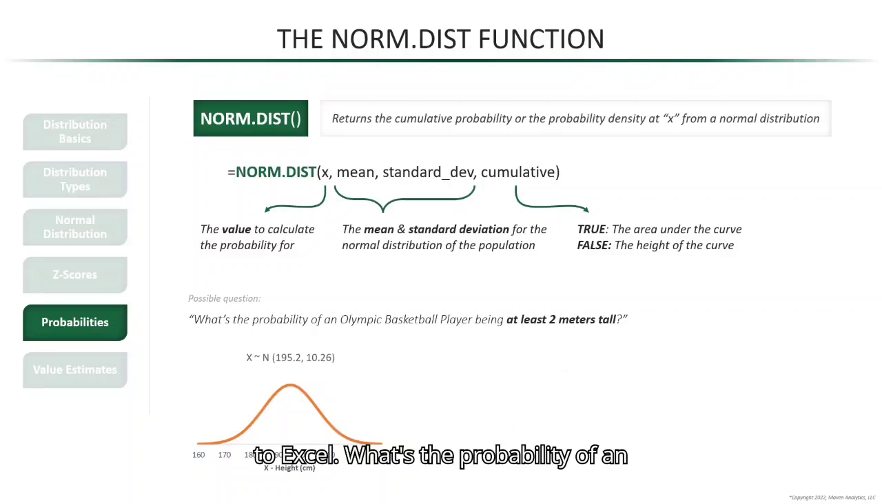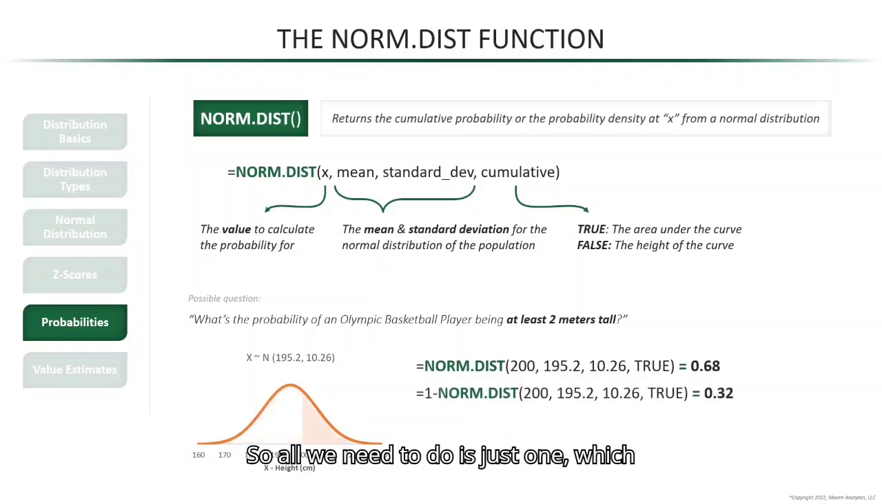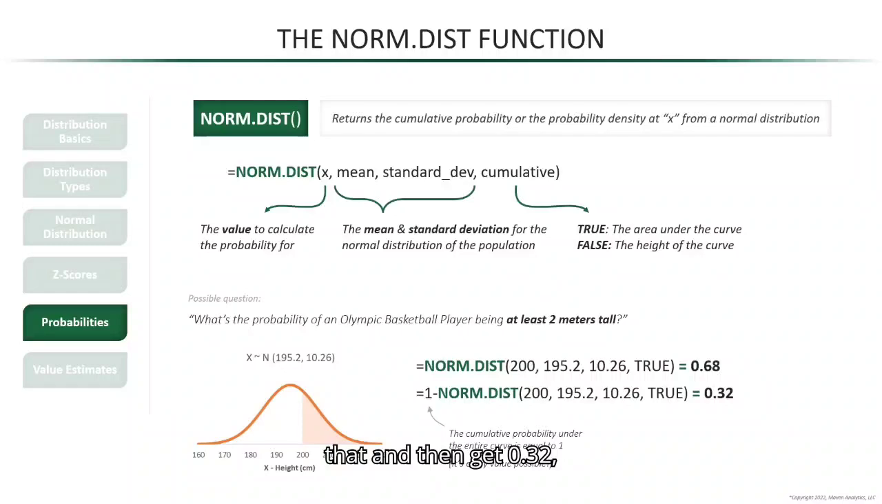All right, final example before we jump over to Excel. What's the probability of an Olympic basketball player being at least 2 meters tall? Well, we know the probability of him being the opposite of that, so 2 meters tall or less. So all we need to do is just 1, which is all the area under the curve, minus that, and then get 0.32, giving us the final probability of 32%.